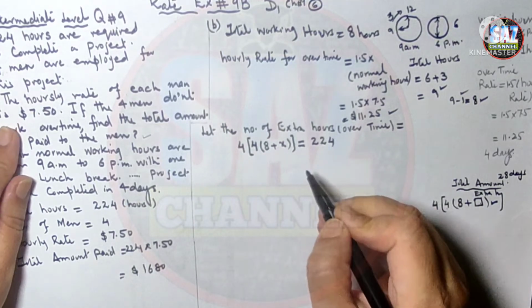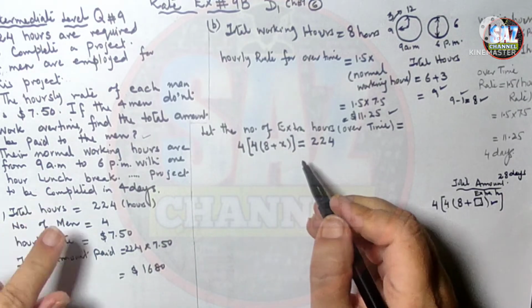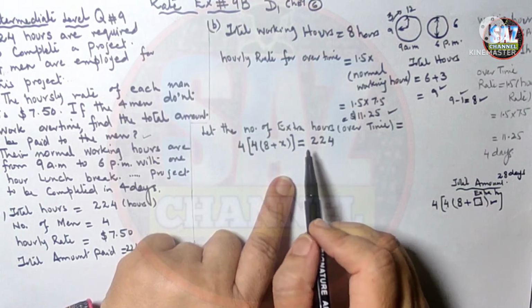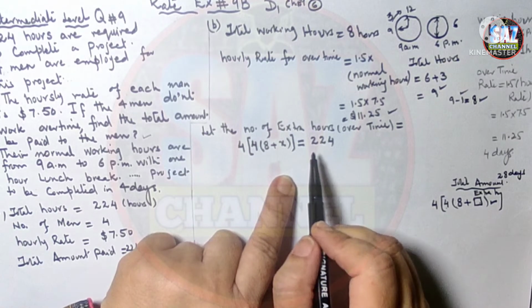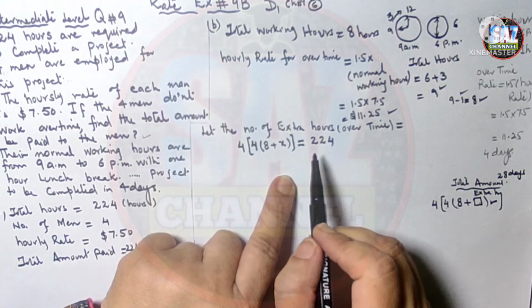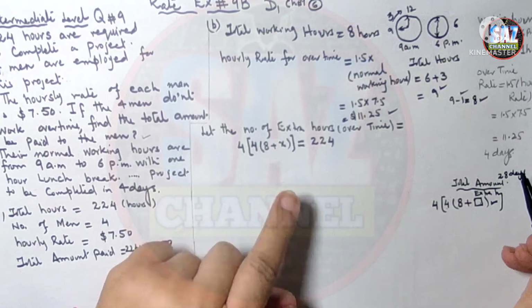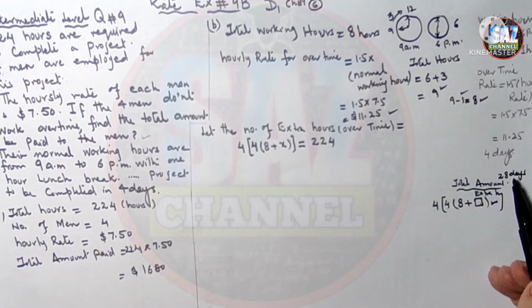I will be going really slow because this is a technical point that my students need to understand: why I am equating it to 224. 224 are the total hours, and we are not going to divide it by 24, because they are not working for 24 hours, they are working for 8 hours. 224 divided by 8 gives me 28.